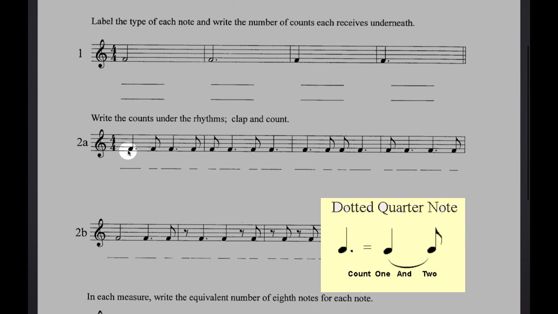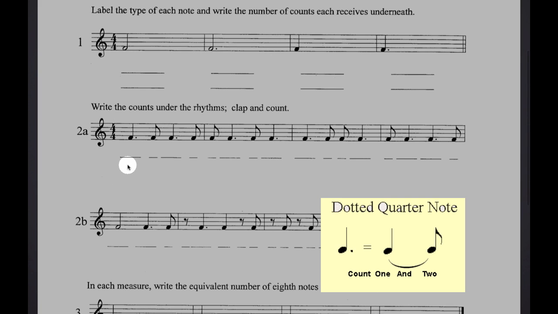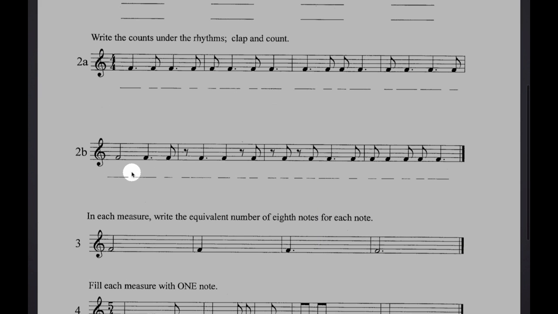Let's do 2A together. This is 1 and 2 and 3 and 4 and 1 and 2 and 3 and 4 and... So if I would count it in time, it'd be 1 and 2 and 3 and 4 and 1 and 2 and 3 and 4 and. Please do 2B by yourself.